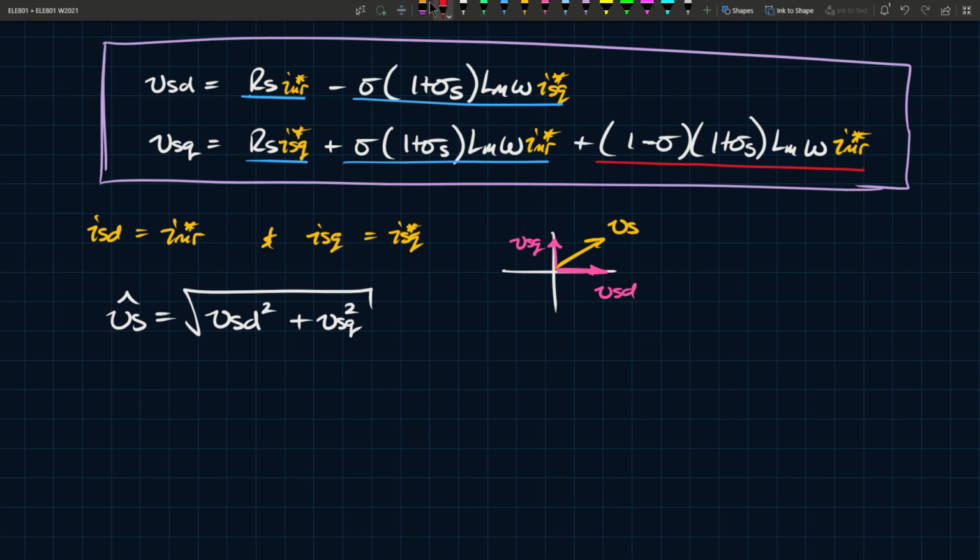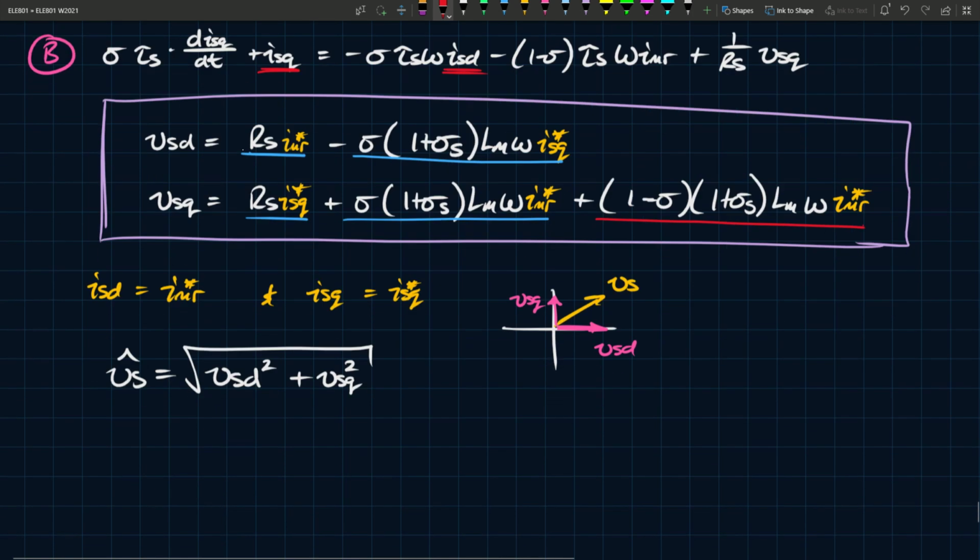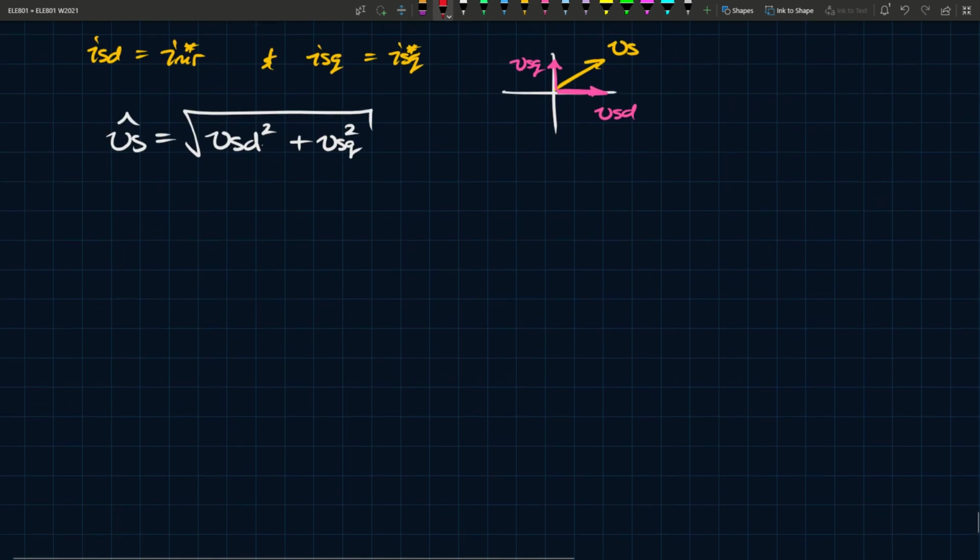So now we can take a look at the overall modeling, let's say, of this. Using these equations that we have, the differential equations, I should say, A and B, we can draw some block diagrams. Why don't we draw some block diagrams to understand how this control is implemented?